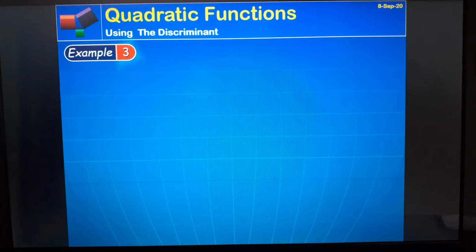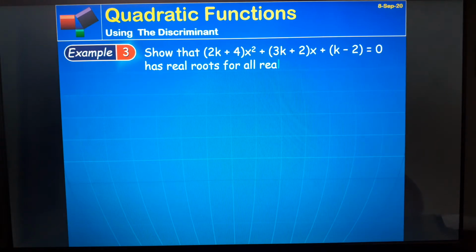Good morning, and today we're going to continue to use the discriminant. So I have a third example here for you, and it's a harder one, as you can imagine, which is why I have separated it from the others. So you can see here it's quite a bit more complicated.